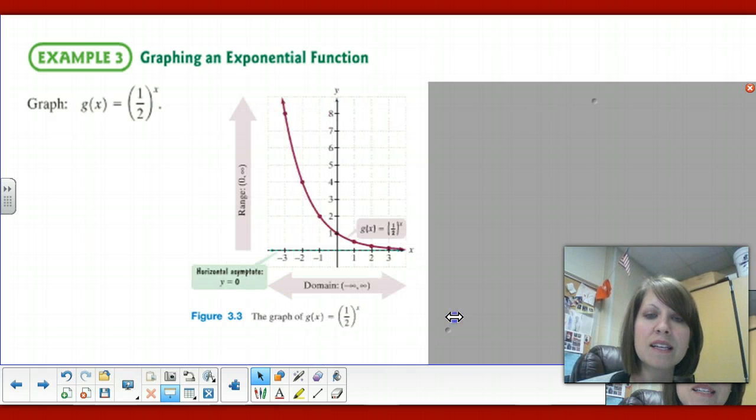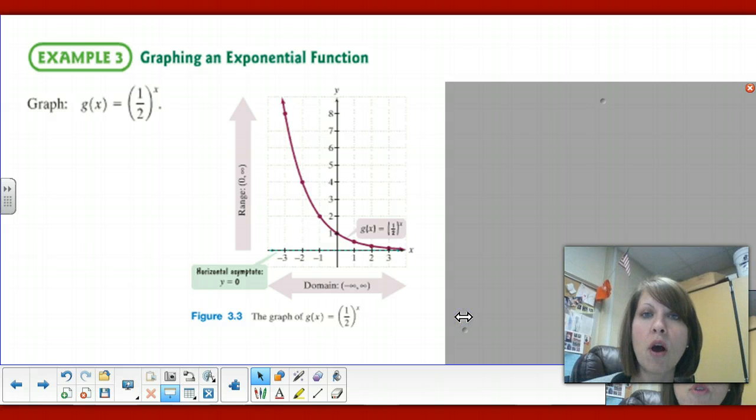So we get this picture from a table of values, -3 to +3. You can see that those are the points they used because that's where they have shown these distinct x values, the distinct ordered pairs. The domain still stretches left forever and right forever. The horizontal asymptote is still y equals 0, and the range is still 0 to infinity.